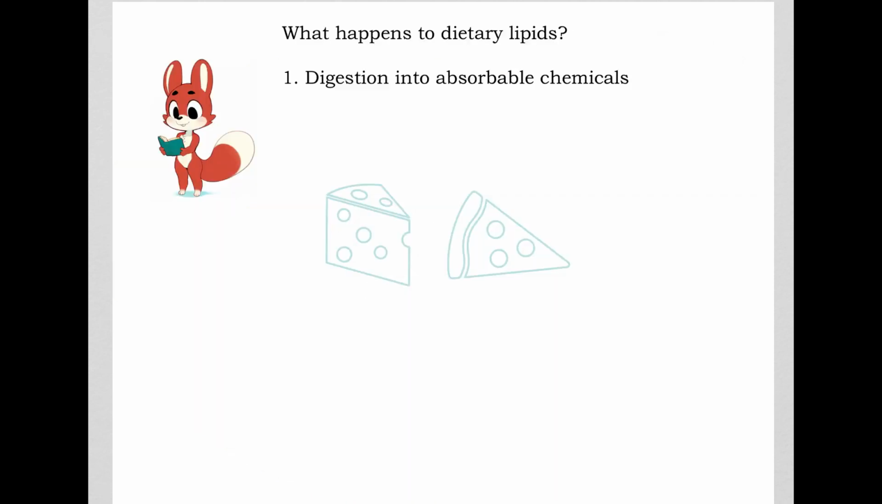So in today's video, we'll look at what happens to the lipids that you ingested in your diets. There are two parts. First we're going to talk about the digestion part. We basically digest these lipids into chemicals that we can absorb into our bloodstream.